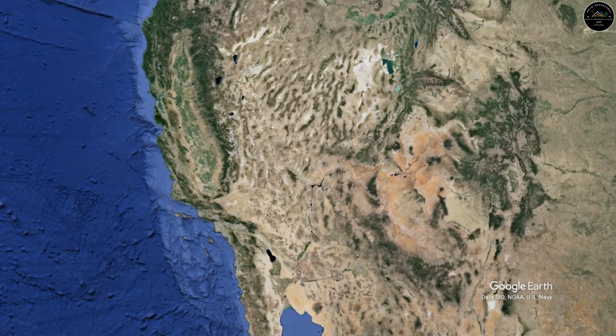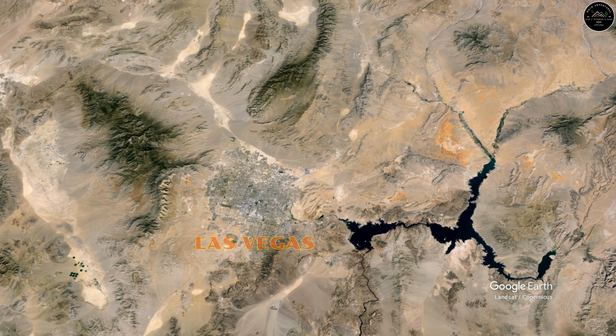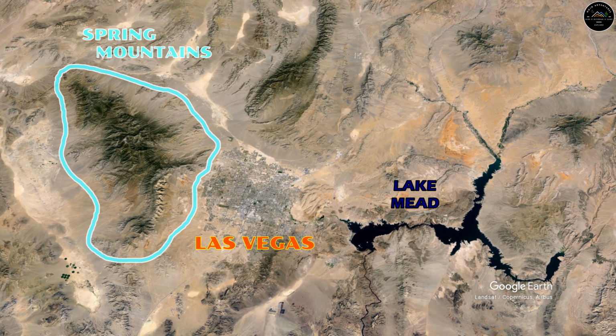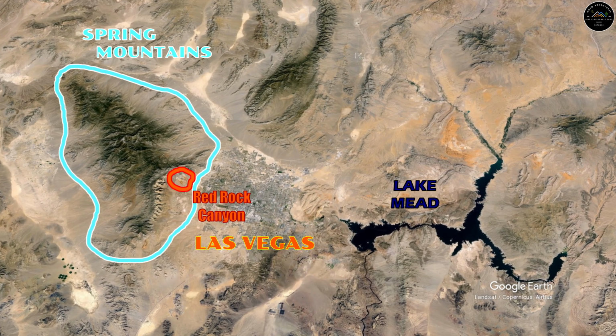Just west of Las Vegas and Lake Mead, there are two cloud seeding generators in the Spring Mountains, one targeting Red Rock Canyon and the other on Mount Charleston around Lee Canyon.